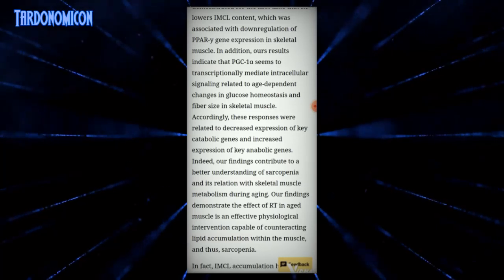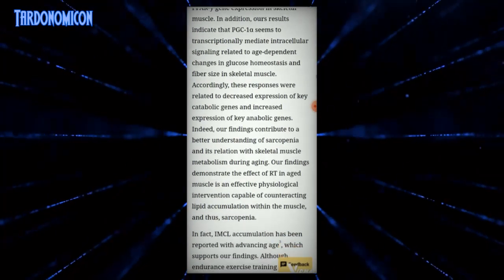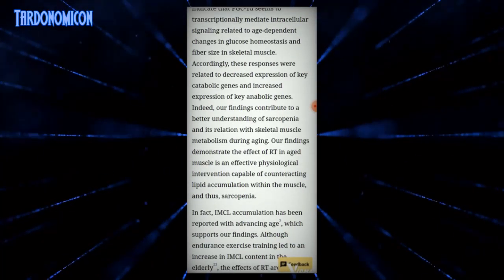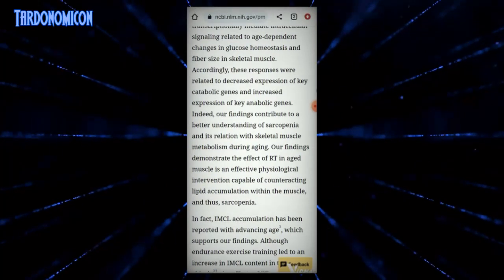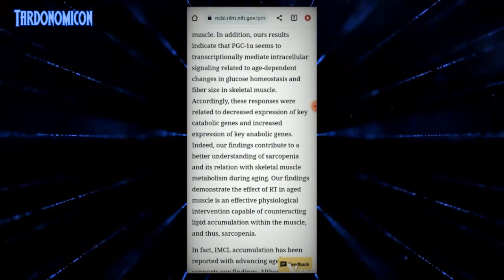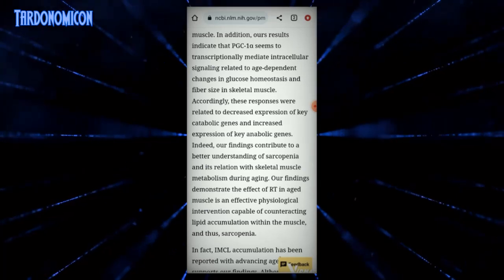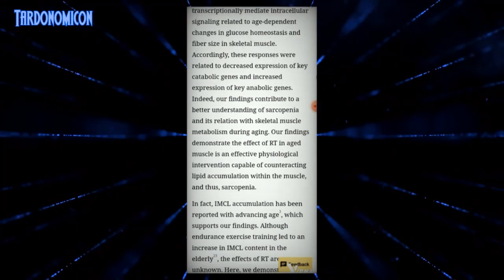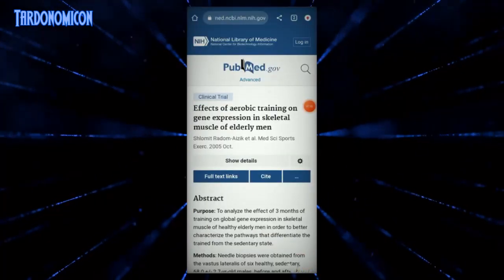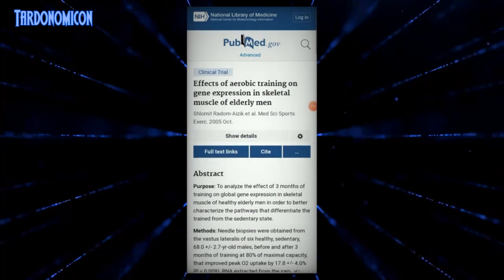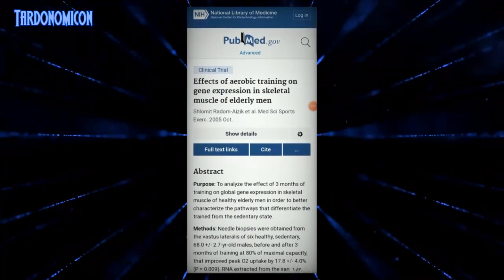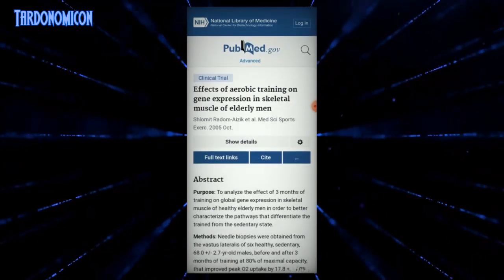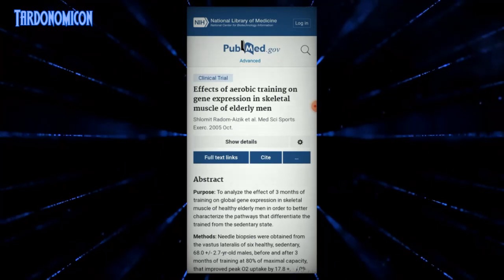In addition, the results indicate that it seems to transcriptionally mediate intracellular signaling related to age-dependent changes in glucose homeostasis and fiber size. Okay. So basically, resistance training through altering gene expression helps to increase muscle size and improve glucose homeostasis. Aerobic exercise, so effects of aerobic training on gene expression and skeletal muscle of elderly men. This might be surprising to people, but aerobic exercise also helps to reverse sarcopenia.